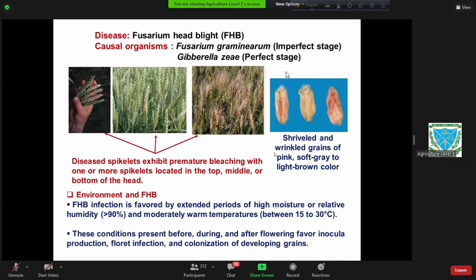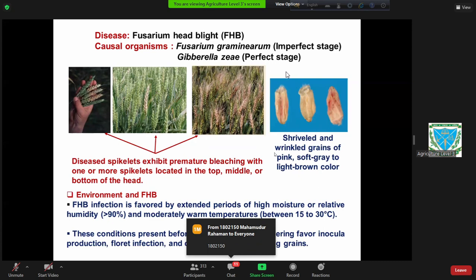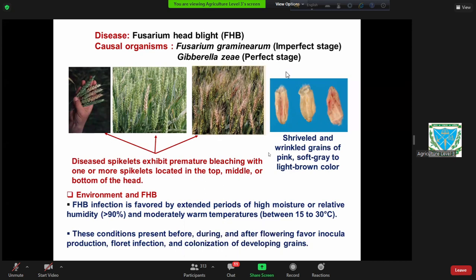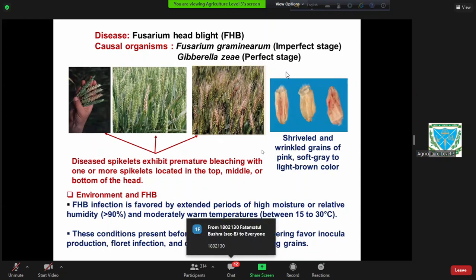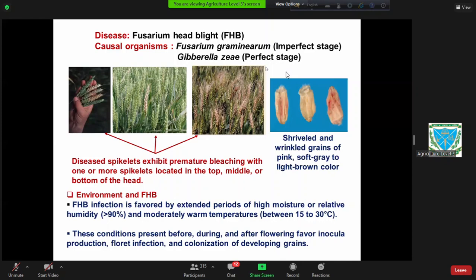So see here, the next disease, Fusarium head blight. Okay, Fusarium head blight. This is a common problem in the North American countries, Mexico, and so on. For example, United States of America, Canada, and Mexico, and some other countries. In Australia also they have problem. But in our country also we have problem, minor problem, Fusarium head blight, caused by Fusarium graminearum.